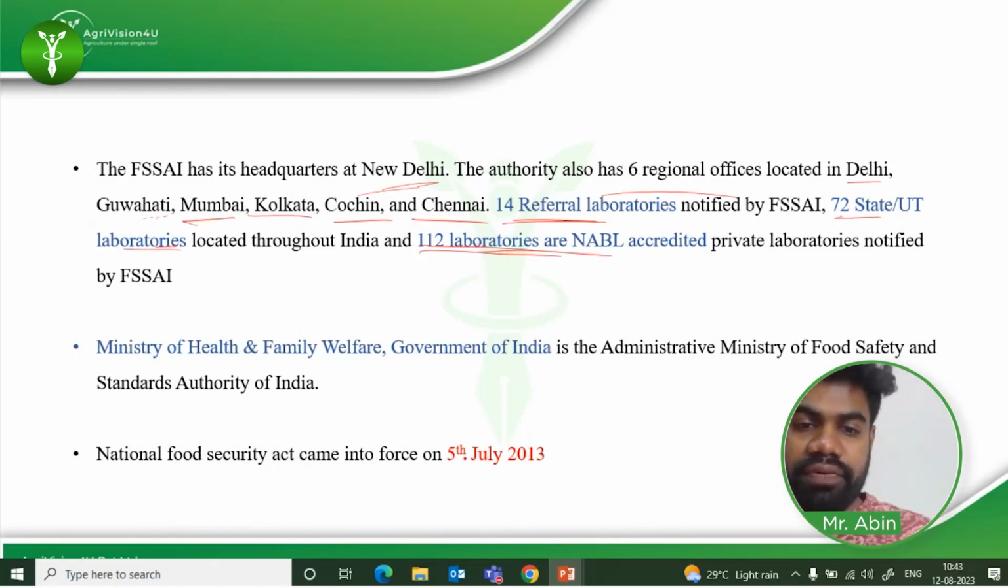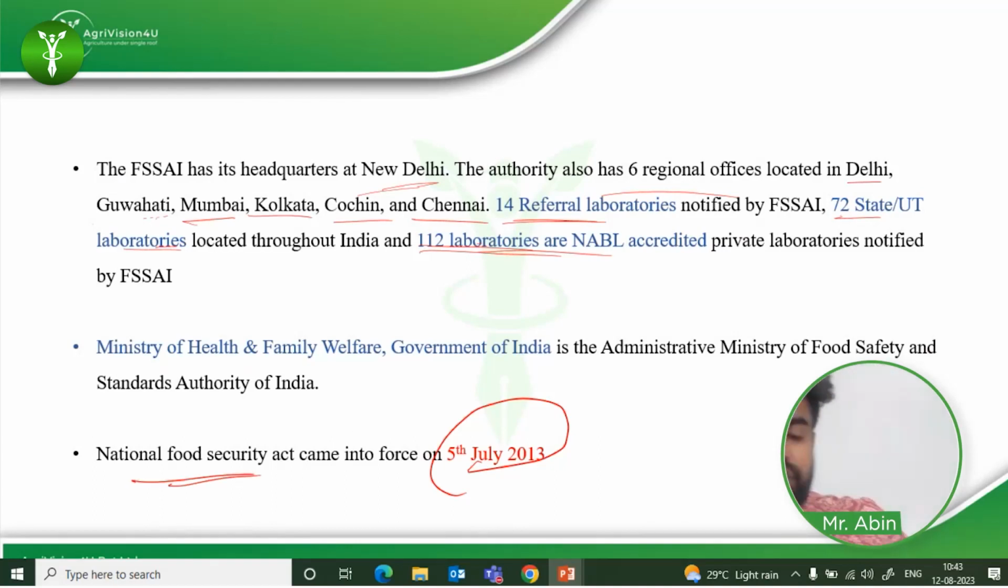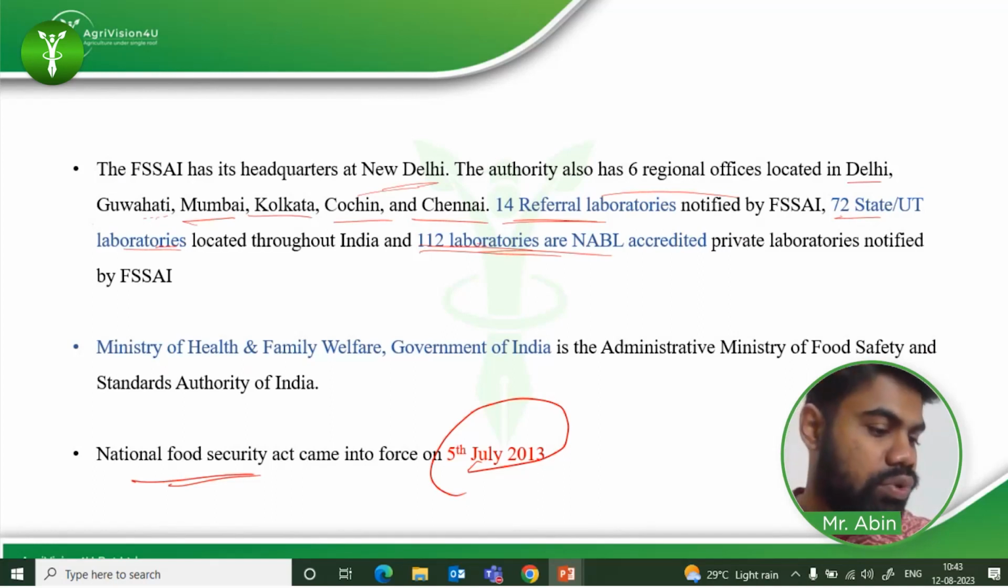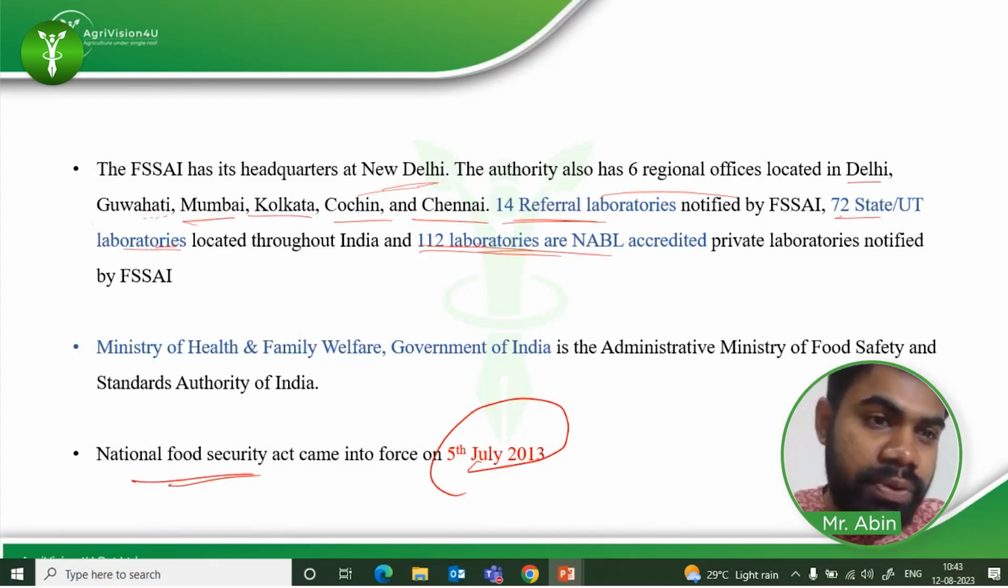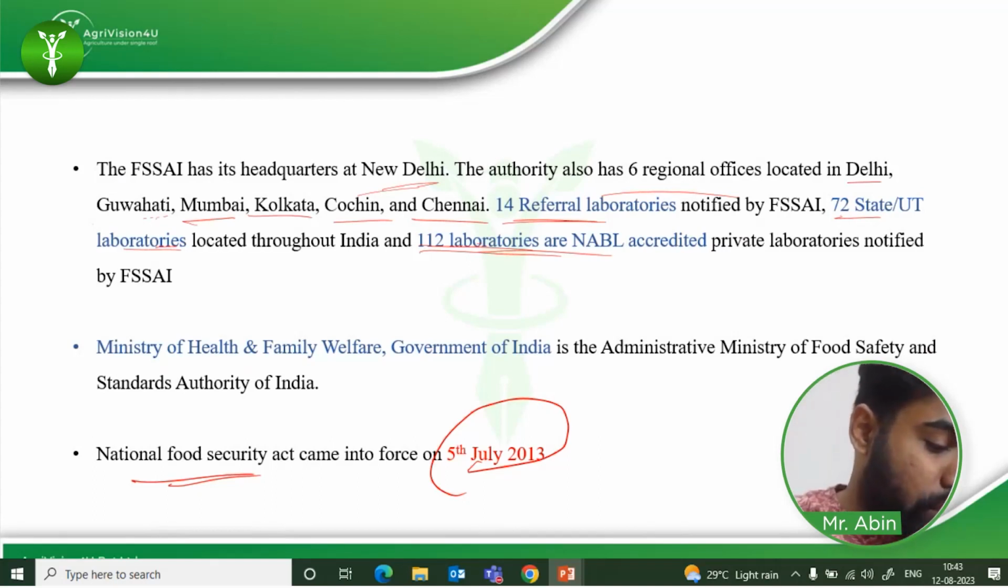And one more important point, on 5th July 2013, the National Food Security Act came into force. Now we will get a recap of the timeline we went through. In 1988, there was the first proposal to group food and agro commodities under a combined law. In 2001, the joint budget speech also emphasized this. In 2004, the Joint Parliamentary Committee on Pesticide Residues stated one food law. In 2005, the 12th report of the Standing Committee stated the need of legislation.